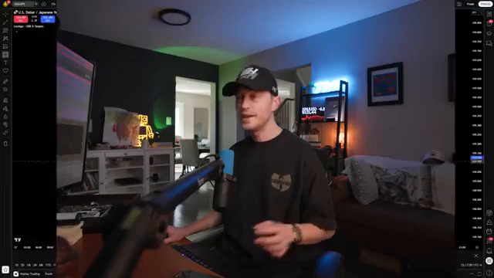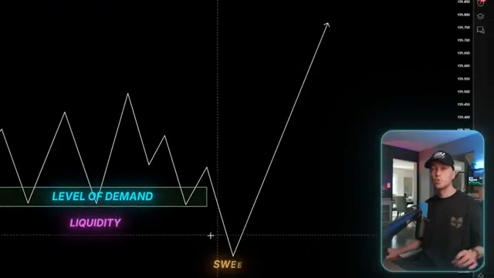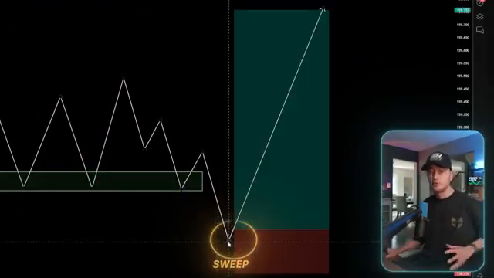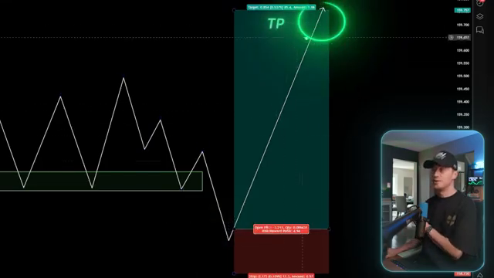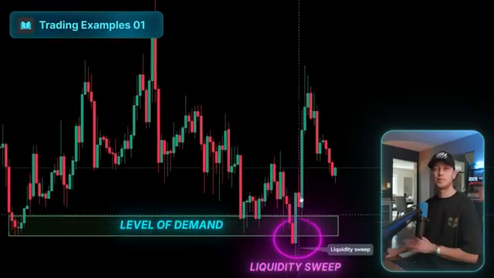And this happens every day in the markets. We get an obvious level, liquidity is below that level, it gets swept out of the markets, then the price reverses all the way up, hopefully to take profit. Let me show you some examples. We have the obvious level, we get the liquidity sweep, and then the price reversal.